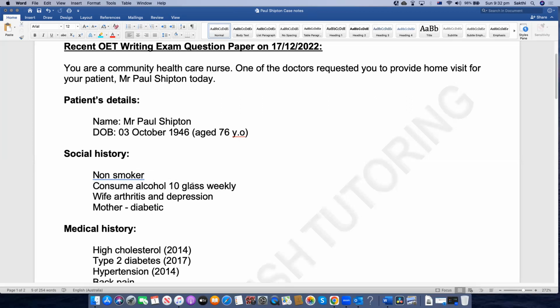Consume alcohol 10 glass weekly, that's it, right? Wife arthritis and depression, mother diabetic. So this means the wife is suffering from arthritis and depression, and the mother has got diabetes mellitus. So that's what they are clearly stating from here, isn't it?